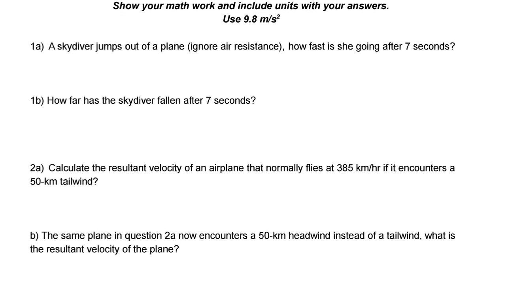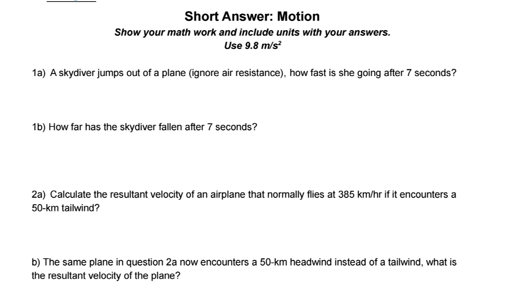Now on to some short answer. A skydiver jumps out of a plane, ignoring air resistance. How fast is she going after 7 seconds? The kinematic equation we want for this is final velocity equals initial velocity plus a t. Here, let's use the 9.8 meters per second as our acceleration. The time is going to be 7 seconds. Initial velocity is 0, and we don't know the final velocity, but this should solve for it. So all we really have to do is 9.8 times 7 to get 68.6 meters per second.